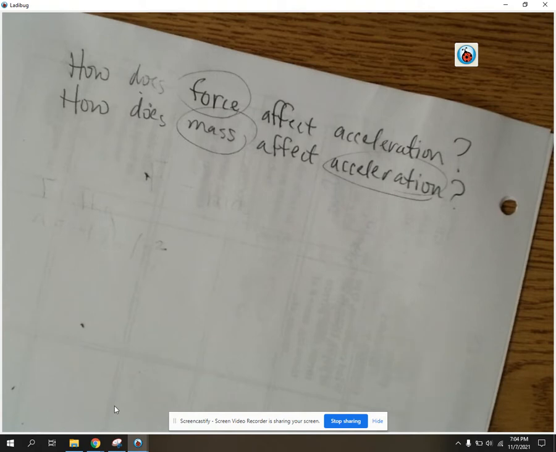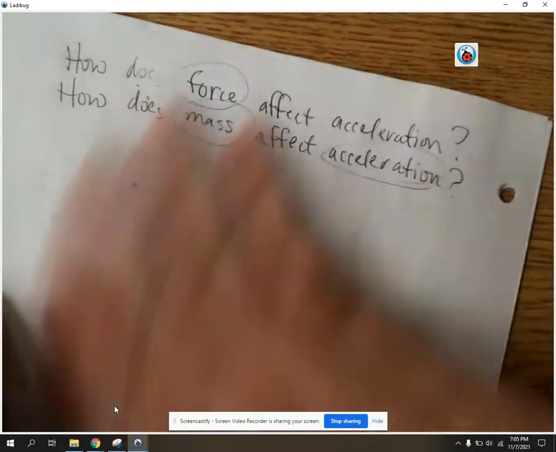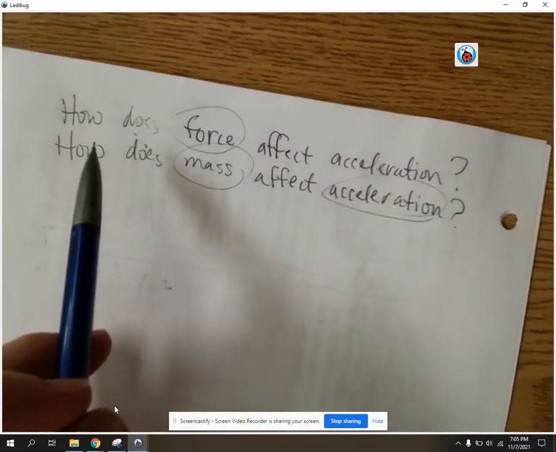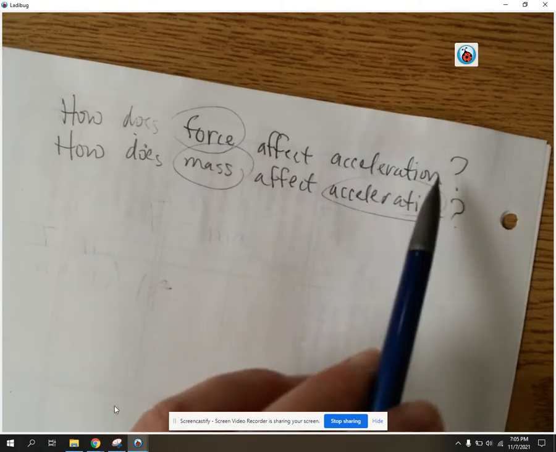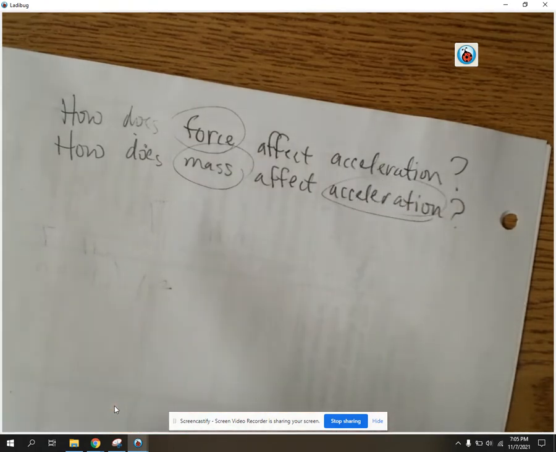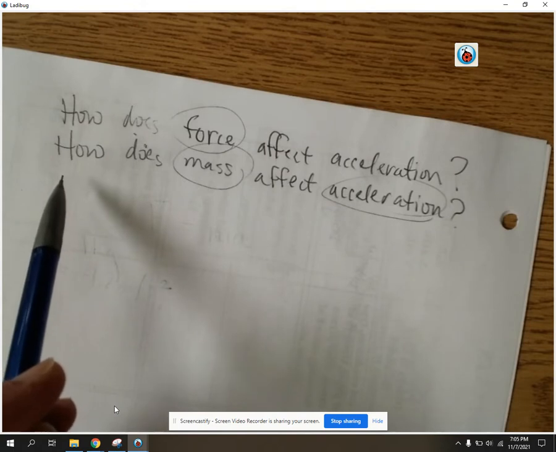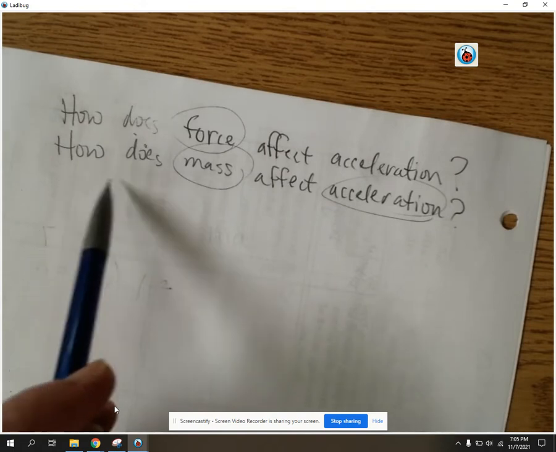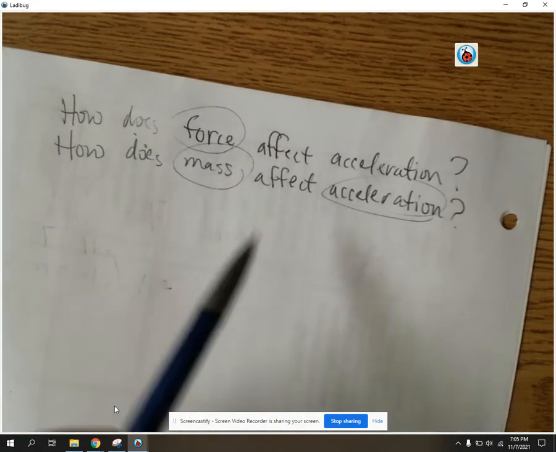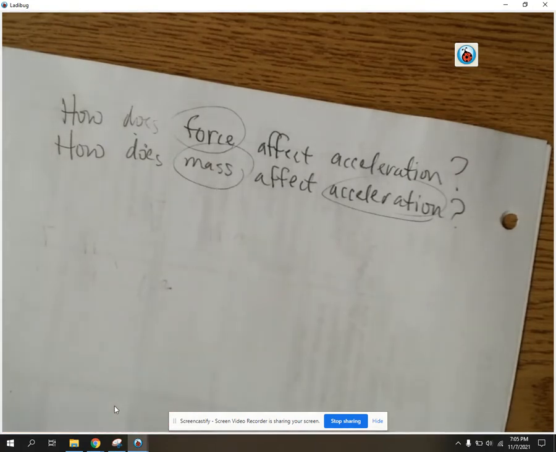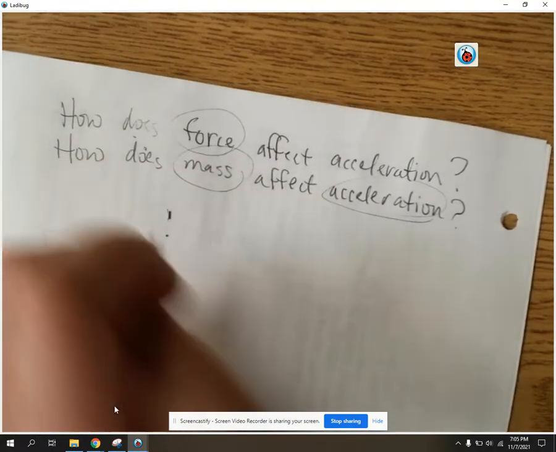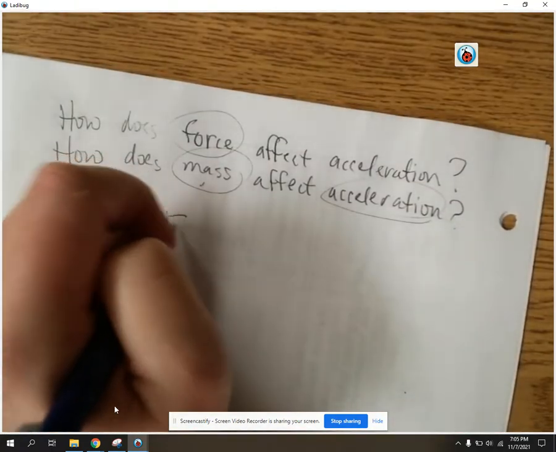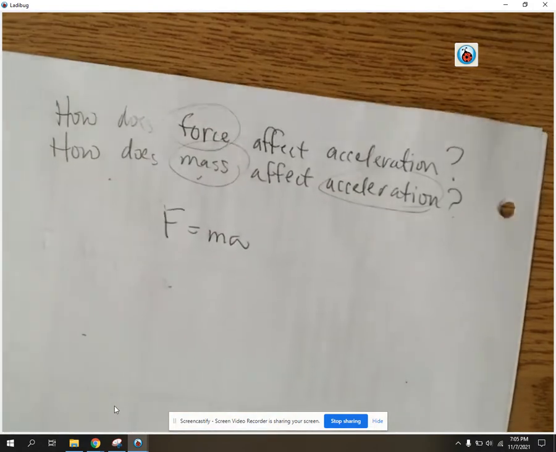and reflecting and learning about the lab that we did with the tracks last time. You'll remember that the people in the front were answering the question, how does force affect acceleration? By creating a bigger pull on their cart. And the back row was studying how does mass affect acceleration by changing the mass of the cart itself. And so these three variables are connected by the equation force equals mass times acceleration.